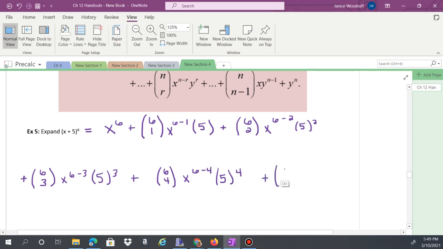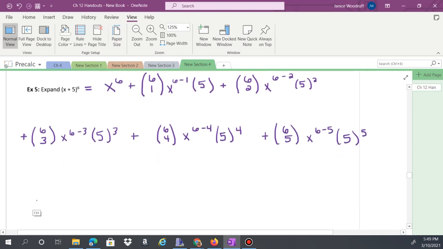And then a 6 and a 5, x to the 6 minus 5, 5 to the 5th. And then finally, 6, 6. You know you're going to stop when you get to that integer. And then x to the 6 minus 6, 5 to the 6th.